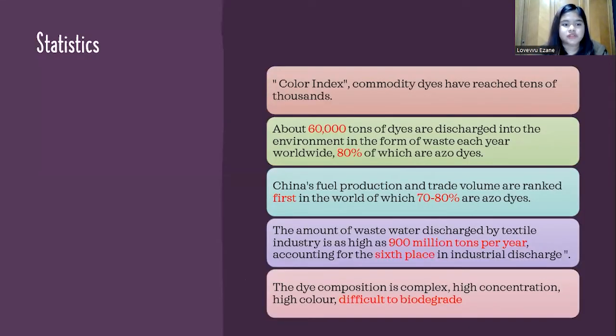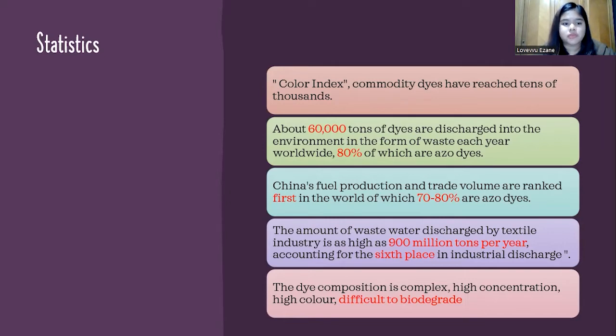So first, I'll talk on the general statistics found. According to the United States Color Index, commodity dyes have reached tens of thousands. About 60,000 tons of dyes are discharged into the environment in the form of waste each year worldwide, and 80% of which are azo dyes.